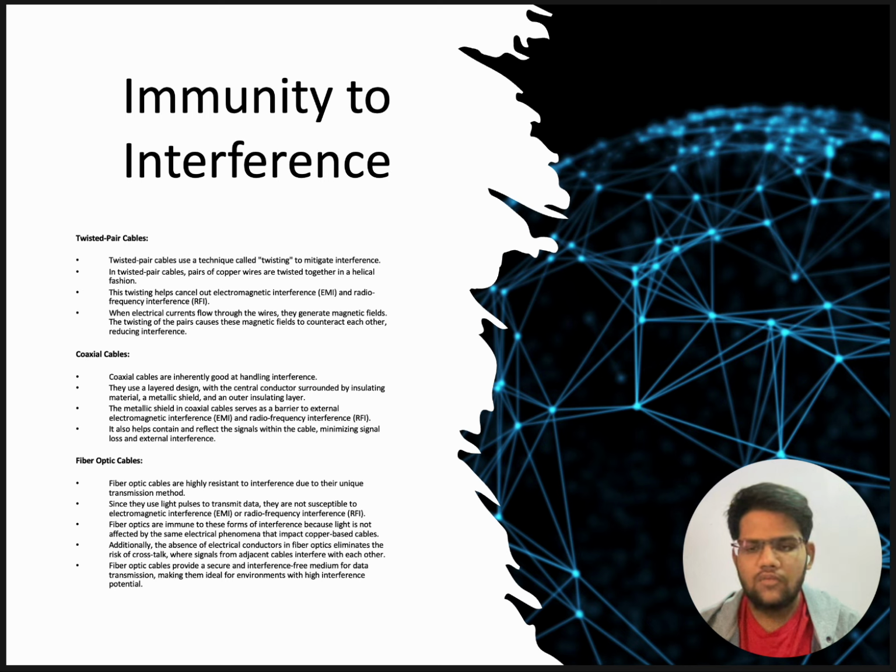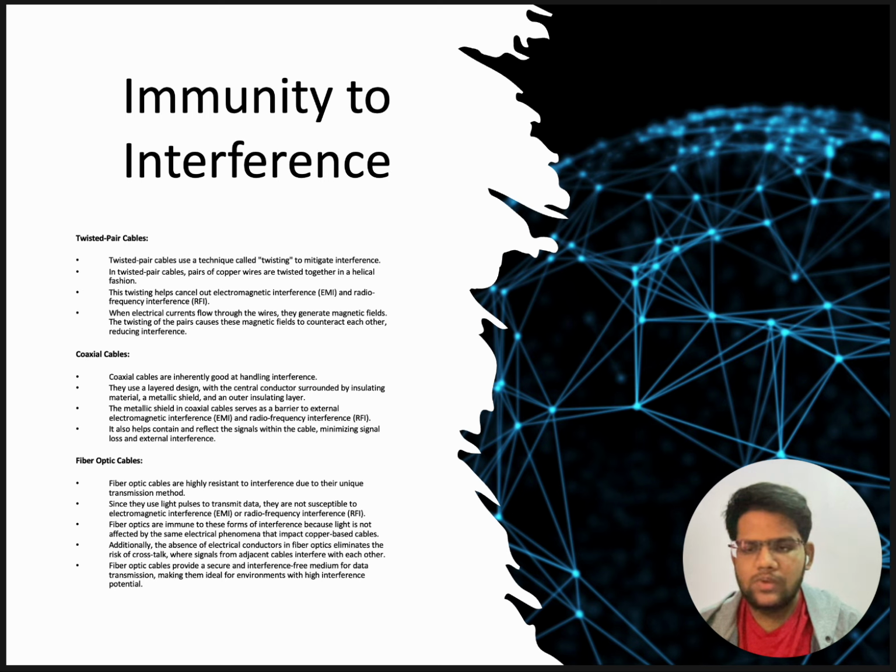And last, coming to the fiber optic cables. Fiber optic cables are exceptionally resistant to interference thanks to their unique transmission method. They transmit data using light pulses, which are impervious to electromagnetic interference and radio frequency interference. Light is not affected by the same electrical phenomena that affect copper-based cables. Fiber optics are entirely immune to these forms of interference.